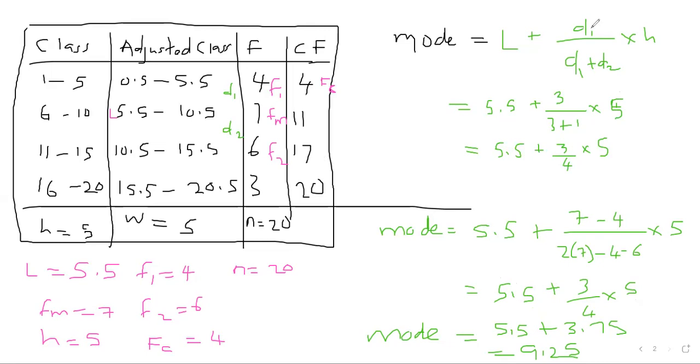So the mode is d1 divided by d1 plus d2 times height. The d1 is the distance above: 7 to 4, the distance is 3. 7 to 6, the distance is 1. So 3 plus 1, the distance above comes here. So 3 over 4 times 5. This will be 3.75. Plus 5.5, we get 9.25.